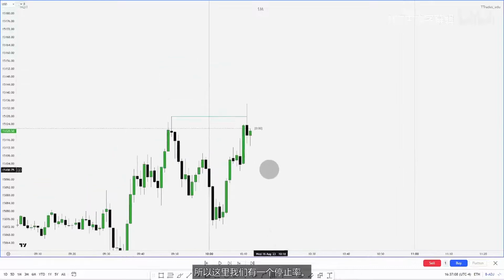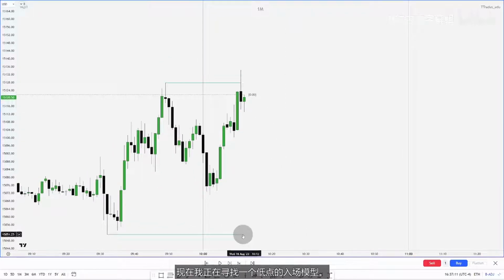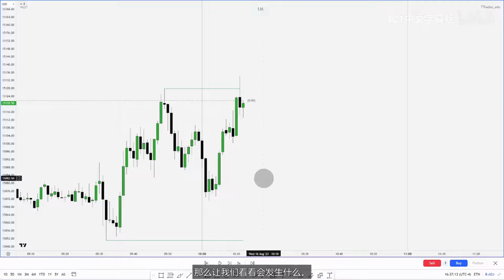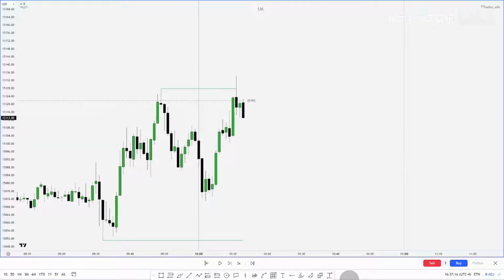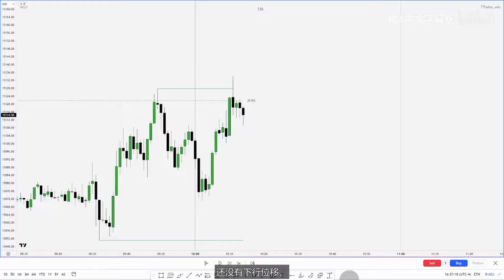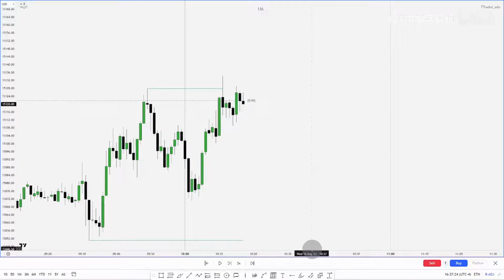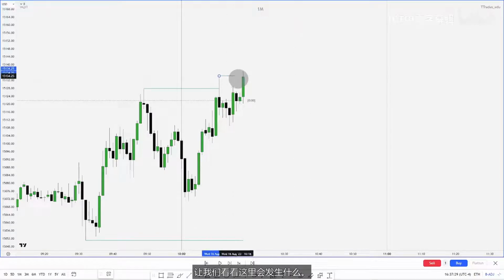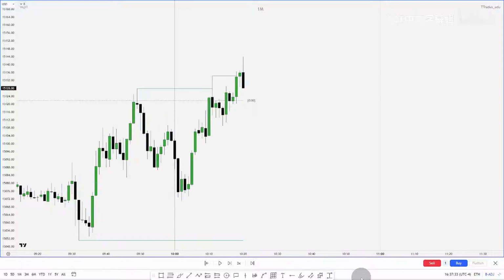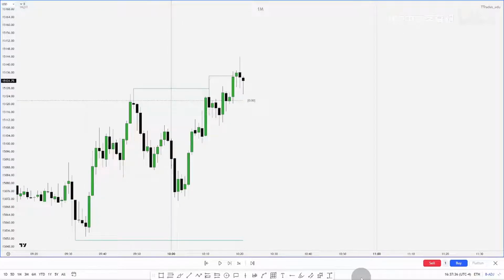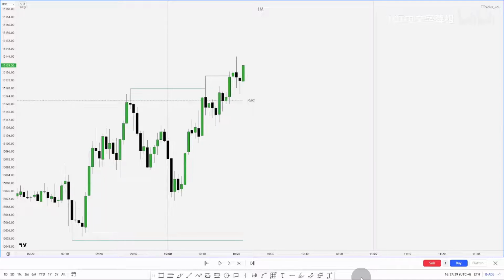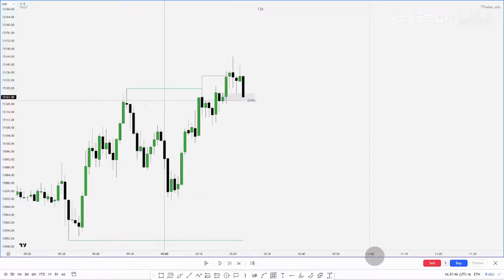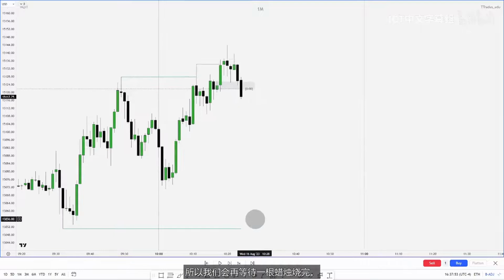So here we have a stop raid. Now I'm looking for an entry model lower to target this low. So let's see what happens. No displacement down yet. Displacement back up. So we're probably going to reach for this high. Now, let's see what happens here. Okay, come back down, no displacement down. And here what I see is this order block here, because it's supporting price. So we'll let one more candle play out.